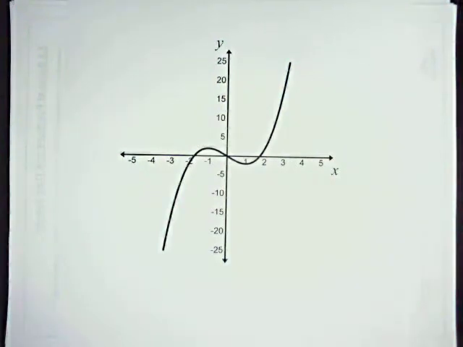From an equation, a function is odd if f of negative x equals negative f of x, meaning if you replace x with negative x and simplify, the result will be the original function multiplied by negative 1.